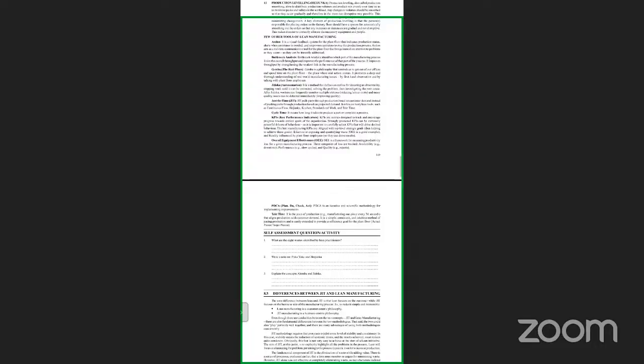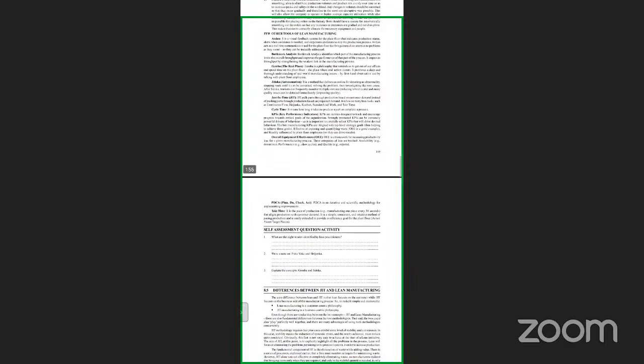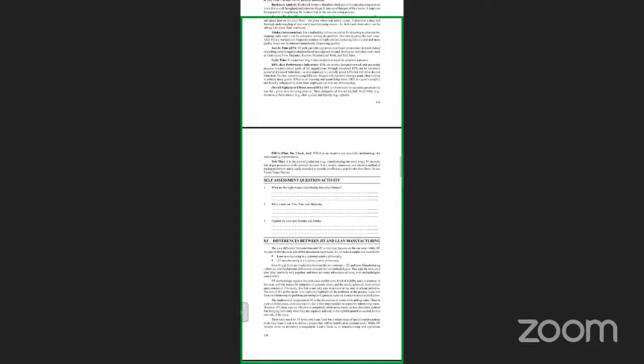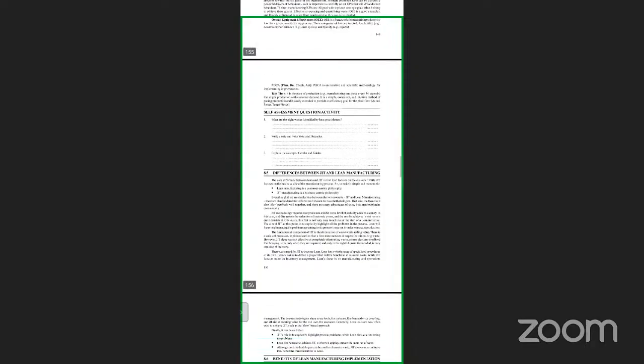And there are a few other tools of lean manufacturing, and you can just have a glance at this: Andon, bottleneck analysis, Gemba, meaning the real place, Jidoka, automation, just-in-time, cycle time, key performance indicators, overall equipment effectiveness, PDCA (Plan Do Check Act), and takt time. It is the pace of production, manufacturing one piece every 34 seconds, that will align production with customer needs or customer demands.